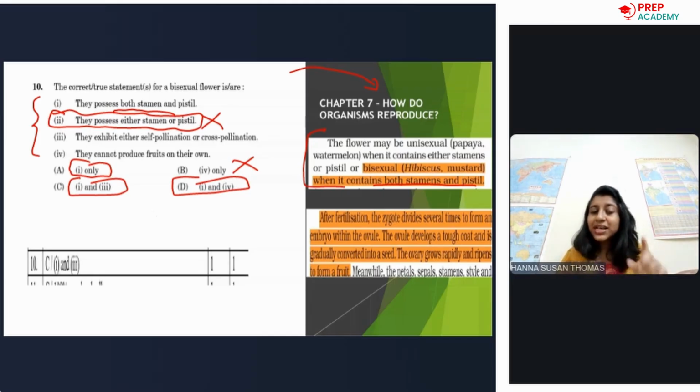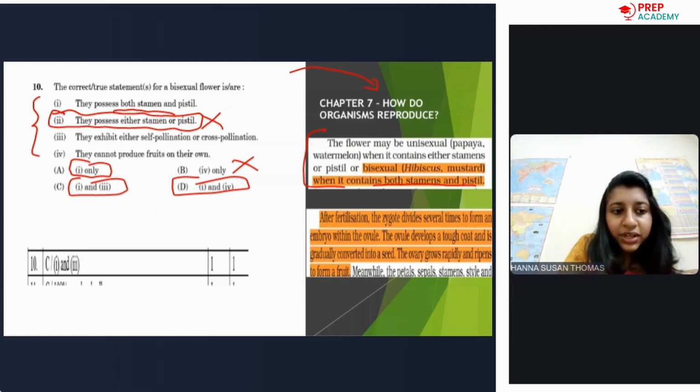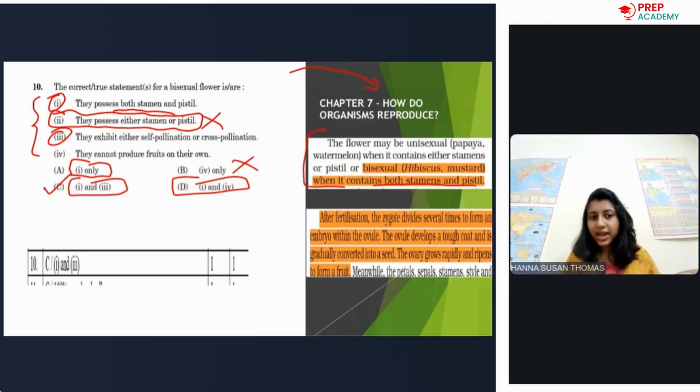It's true because this type of flower has both these organs together, so it can exhibit either self-pollination by pollinating itself, or it can pollinate with the help of other flowers, that is cross-pollination. So 3 is correct, 1 is correct, option C will be our answer.